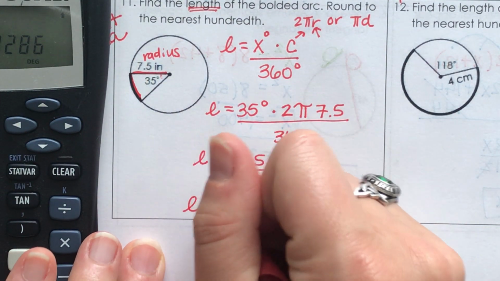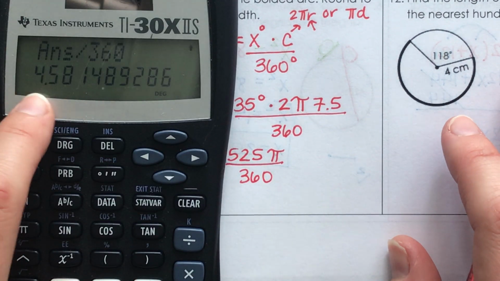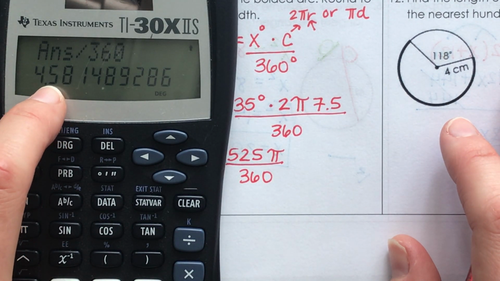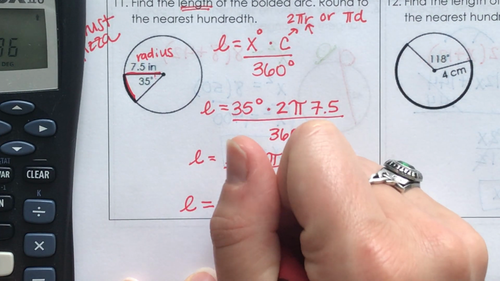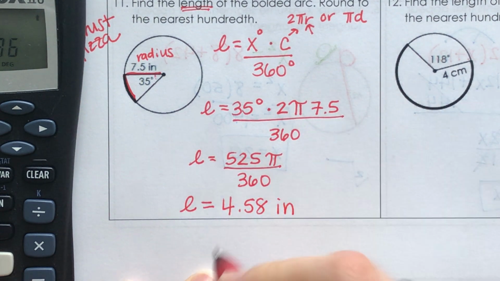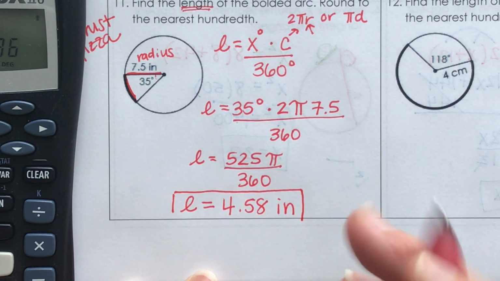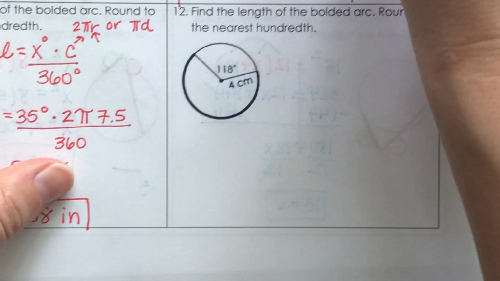So my length is, we're rounding to the nearest hundredth, so hundredth is 2 decimal places. I'm at 58. The number after it is a 1, so it stays 58. So it's 4.58, and we're talking about a length, and we're in inches. Ta-da!